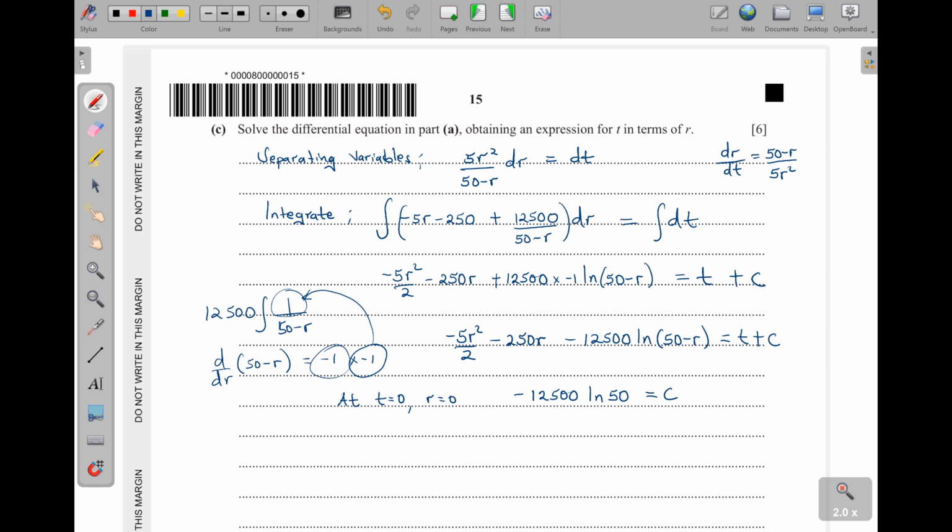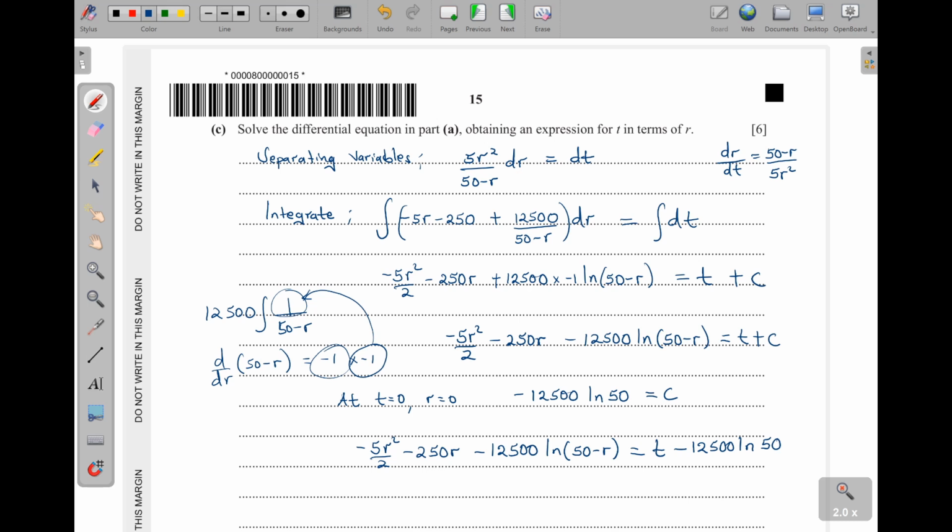So this therefore means that we have 5r squared over 2 minus 250 of r, then minus 12500 of the natural log of 50 minus r. Then this one is equal to t, then minus 12500 natural log of 50.